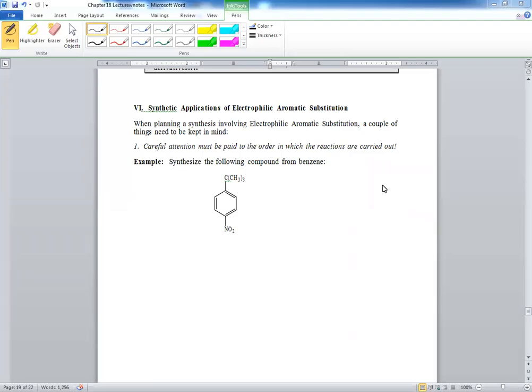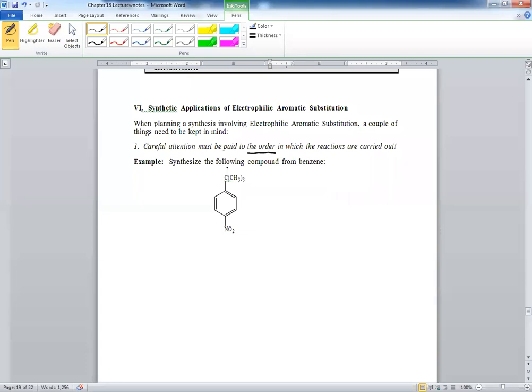Finally, we get to synthesis. So when planning a synthesis involving electrophilic aromatic substitution, a couple of things need to be kept in mind. Number one, careful attention must be paid to the order in which the reactions are carried out. This is the most important point. The order. The order. What does that mean?